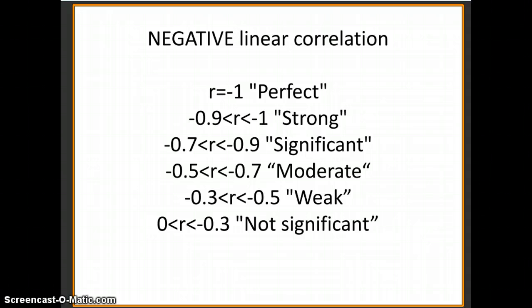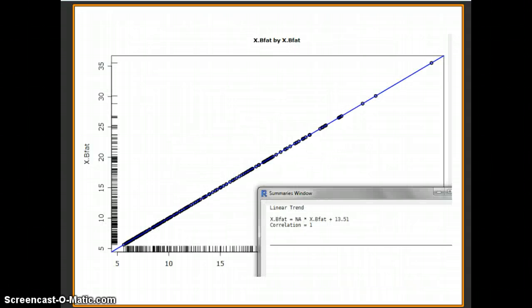When it's a negative linear correlation, -1 is perfect. And basically the values stay the same, the sign is different. The negative sign just means it's going downhill. So what does this mean? Here we have an example of a correlation of 1. That means it's positive, it's going uphill.